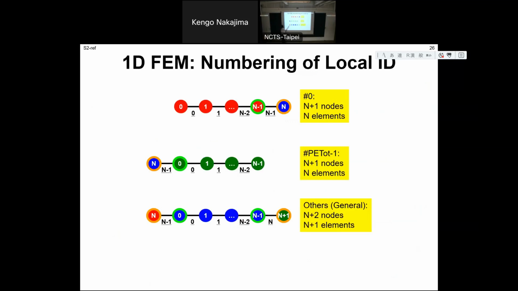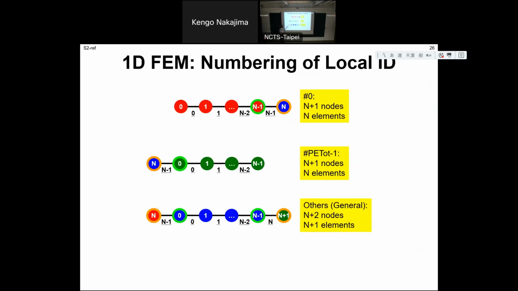Okay, so the numbering of the nodes is like this way. 0 to n minus 1 and n. Okay, and 0 to n minus 1 and n here. Okay, and in this case, 0 to n minus 1, n and n plus 1. So this is a general rule for numbering the local nodes.